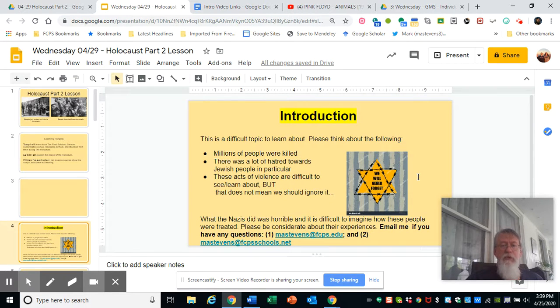Introduction. Again, millions of people were killed. It shows there was a lot of hatred, particularly towards Jewish people. And some people are tempted to not focus too much on this, but again, we will never forget. That's a phrase that was come up with, particularly in reference to the Holocaust. And again, any questions you have while you're doing this, or after you've done it, email me.